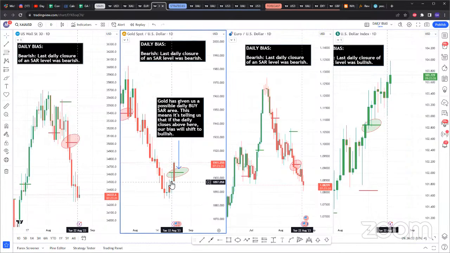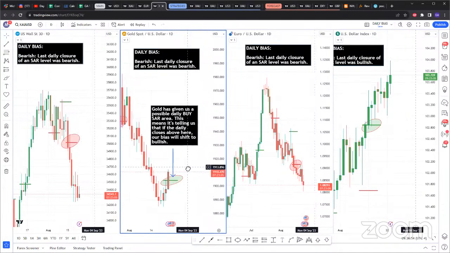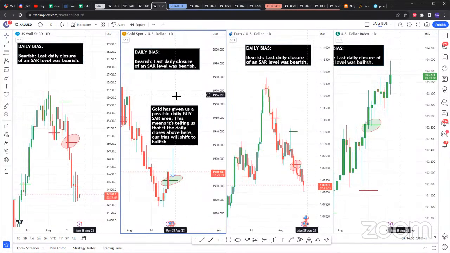Now, my bias is still bearish, but gold is telling you that, hey, and this is the part you should ask yourself. We have 7 hours until this daily candle closes. What's the probability that this candle will close below the daily SAR? So you can see all this heavy buy pressure. So I'm going to hop off on gold for now just a little bit. I'll go over its analysis.